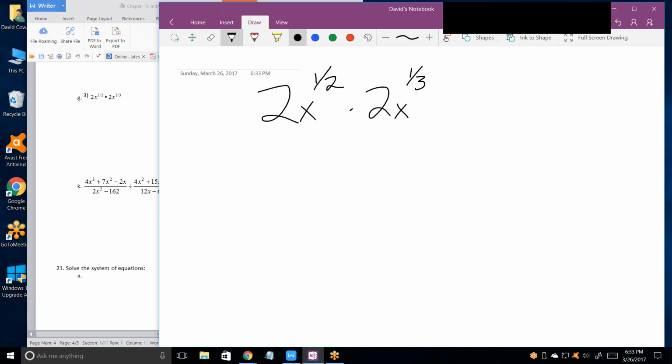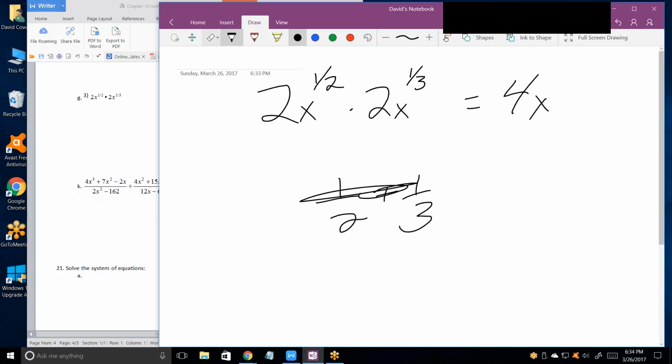What's this equal to? 4x squared. Hold on, what are you going to do with the exponents? Add them. Okay, what is 1/2 plus 1/3? Don't give me a decimal answer. Convert, find a common denominator, add them, and give me a fractional answer. 5/6. Well, yeah, okay.